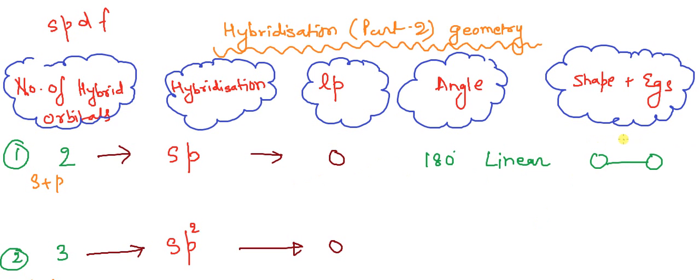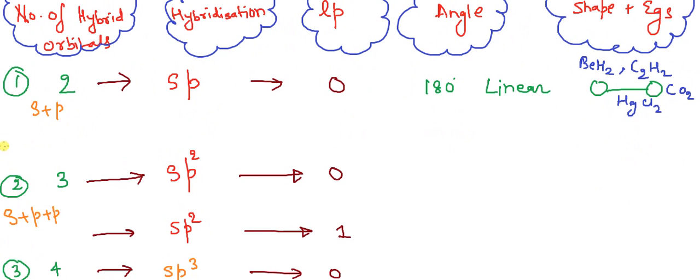Its example will be what? First example could be BeH2, or you can see C2H2, it's in the plane, and CO2 is the best example. CO2 is the best example. HgCl2 also you can see here. Okay, so this is our first case.